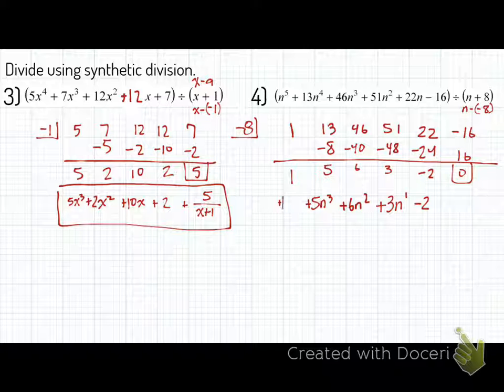So the highest variable goes away. It does, because if you think about it, what's n to the fifth divided by n? Remember doing that? n to the fourth. But I'm not going to put 1n to the fourth. I'm just going to put n to the fourth, like that. That's it. And you box it.